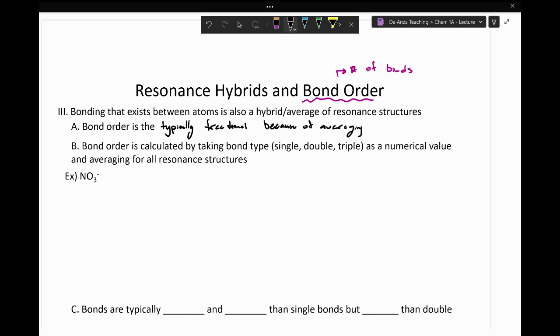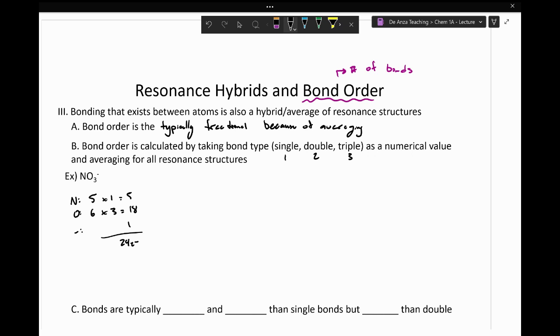And so remember that bond order is calculated by looking at bond type, where a single bond has a bond order of 1, double is 2, and triple is 3. And so if we look at something like NO3-, which has from nitrogen 5 electrons times 1, so that's 5. From oxygen, each oxygen gives 6, and we have 3 of those, so that's 18. And from our charge, we have a minus charge, so that gives us 1 more. So that's 6 plus 18, so that's 24 total electrons.